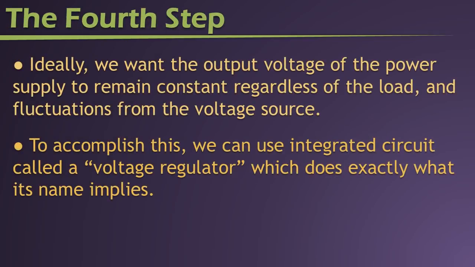Ideally, we want the output voltage of the power supply to remain constant, regardless of changes in the load and regardless of fluctuations from the voltage source. So we want the output voltage to be completely independent of all other factors. To accomplish this, we're going to use this wonderful integrated circuit called a voltage regulator, and it does exactly what its name implies. It keeps the voltage regulated at a set value.